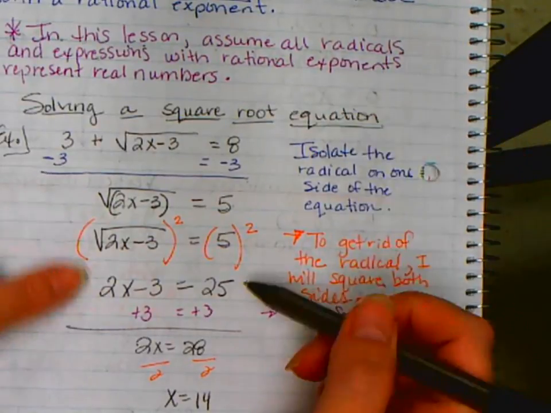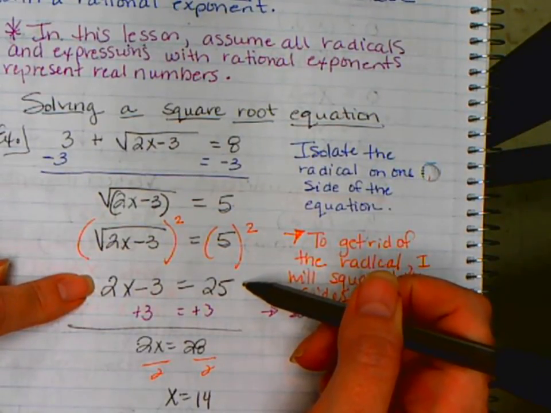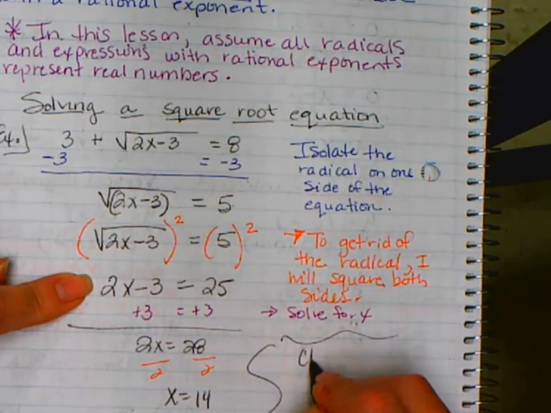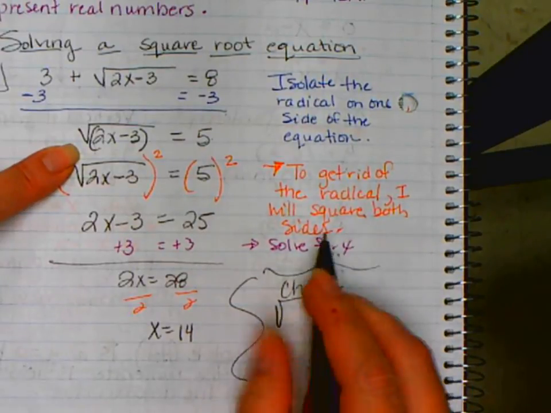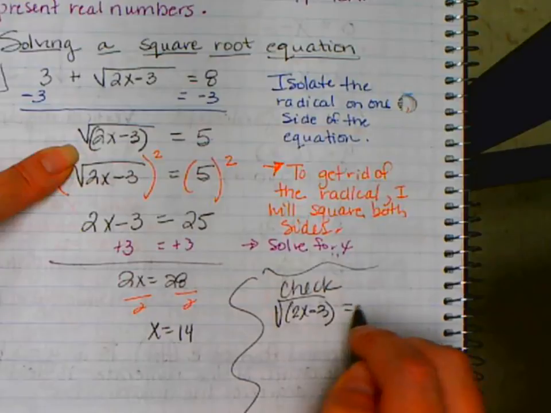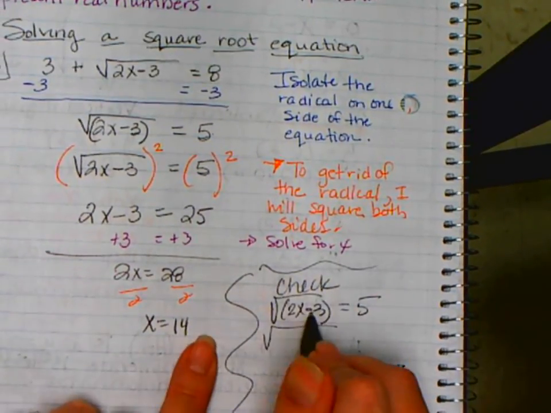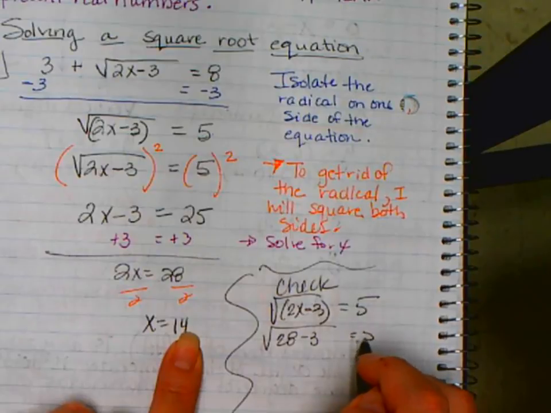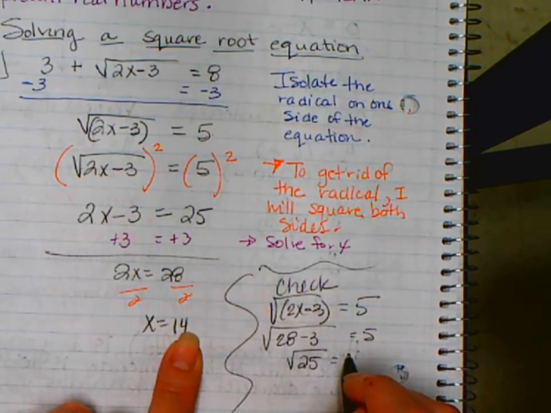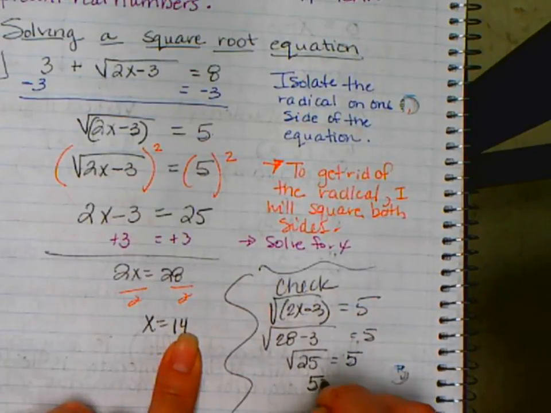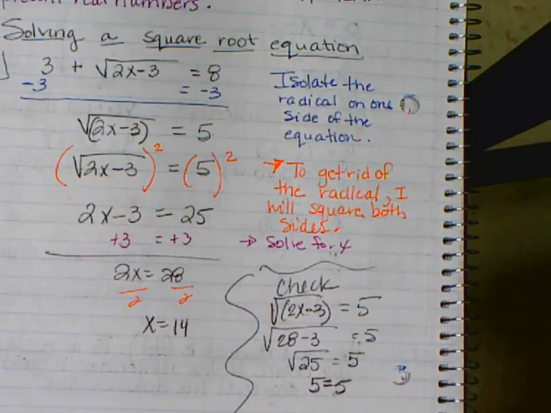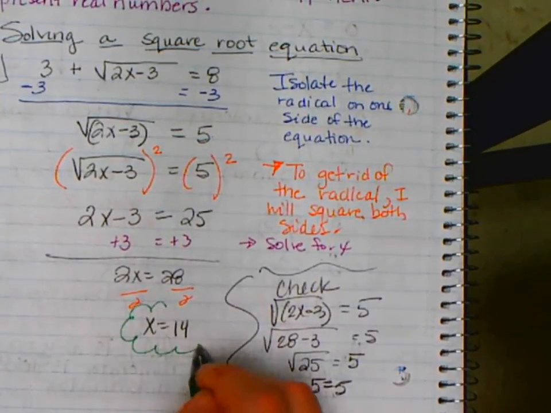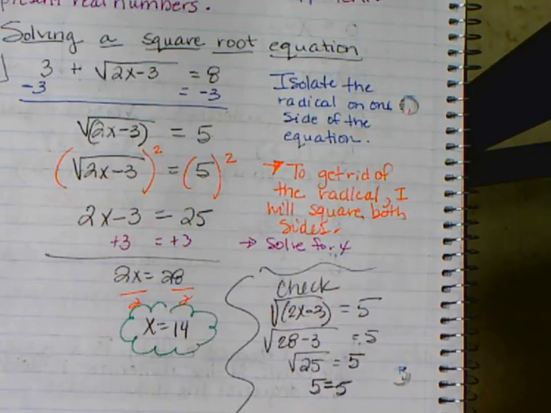You can check from the beginning, but don't check from the point after you take the square root of both sides. Don't check from there. So I'm going to check at the square root of 2x minus 3. Again, I don't know why I drew in those parentheses, but they don't hurt anything. So 2 times x, that's going to be 2 times 14 is 28. 28 minus 3 is 25. And what's the square root of 25? 5. 5 equals 5, true statement. So we know that yes, x equals 14 is our solution. Right on.